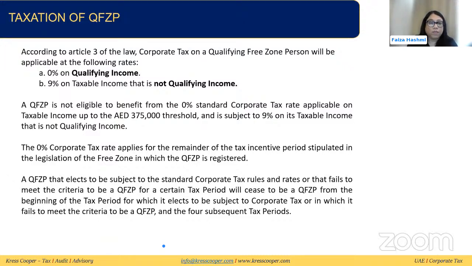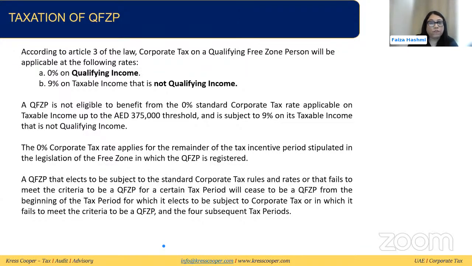Now, what is the rate that is applicable to a qualifying free zone person? On the qualifying income, if they're meeting the conditions, 0% would be the rate, and then 9% would be the rate on the non-qualifying income. Now, the benefit which a normal entity, who's not a qualifying free zone person, has of the 375,000 threshold, where 0% is up to 375,000 and then 9% on whatever is over it, is not available to a qualifying free zone person, and 9% straight away will be the rate on any income, even if the non-qualifying income is below this threshold.